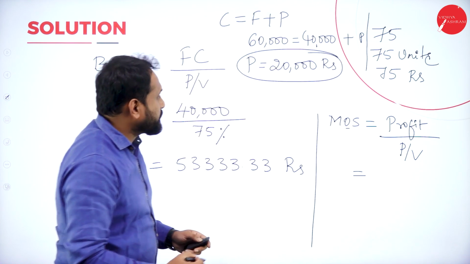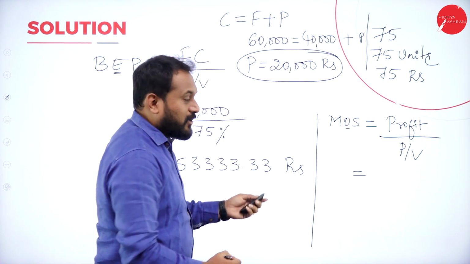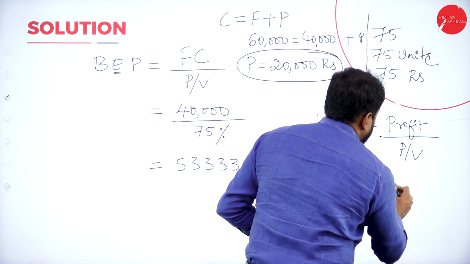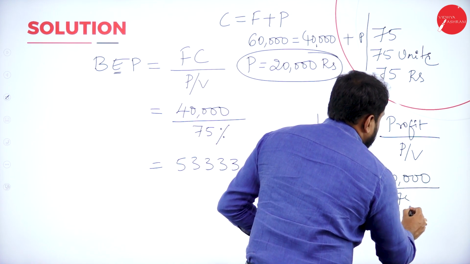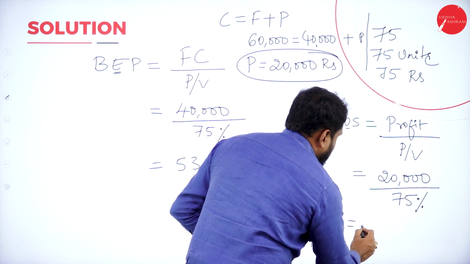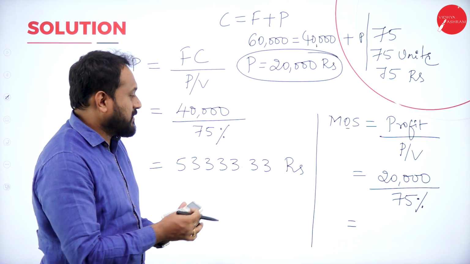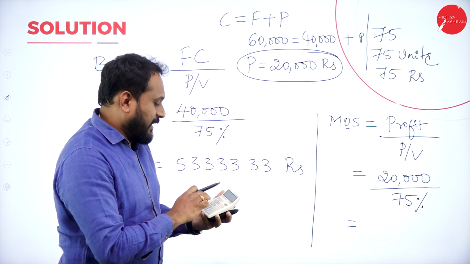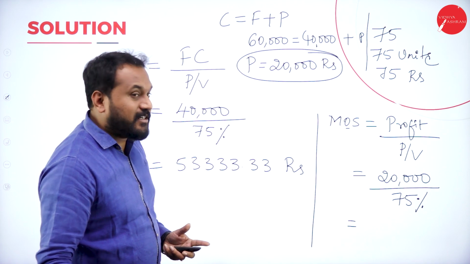What is my BEP? My BEP was 53,333.33 rupees. Now MOS, profit is how much? You got 20,000 divided by PV, which is how much? 75%. 75% is equal to, now we'll again take the calculator. Now cancel all the things. Now 20,000 divided by 75%. Now you got 26,666.